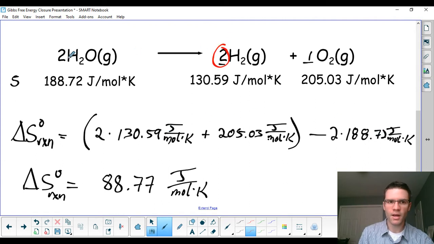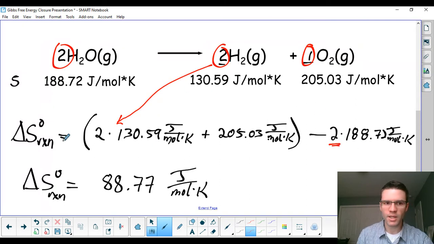Just remember, if you have certain moles greater than 1, you need to multiply that in your equation. So the H2 here, the 130, is going to be doubled, and my H2O is also going to be doubled right here when we plug it into our equation.